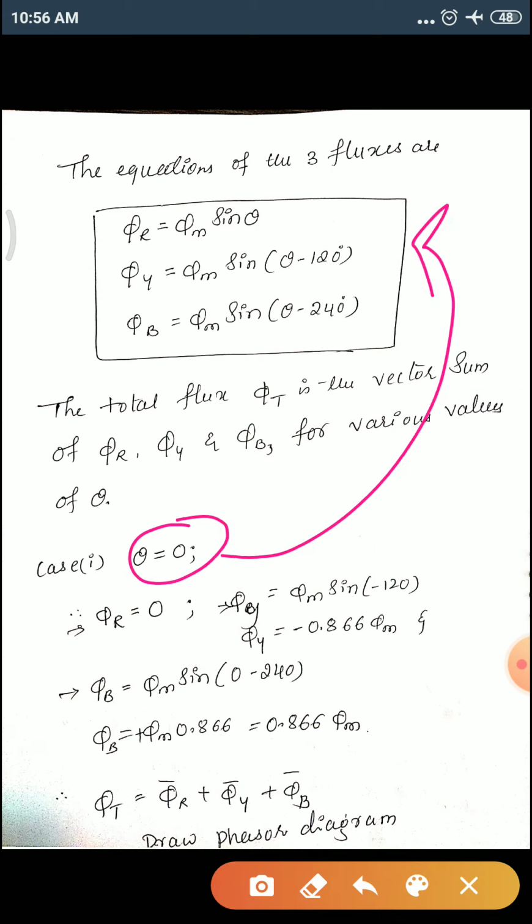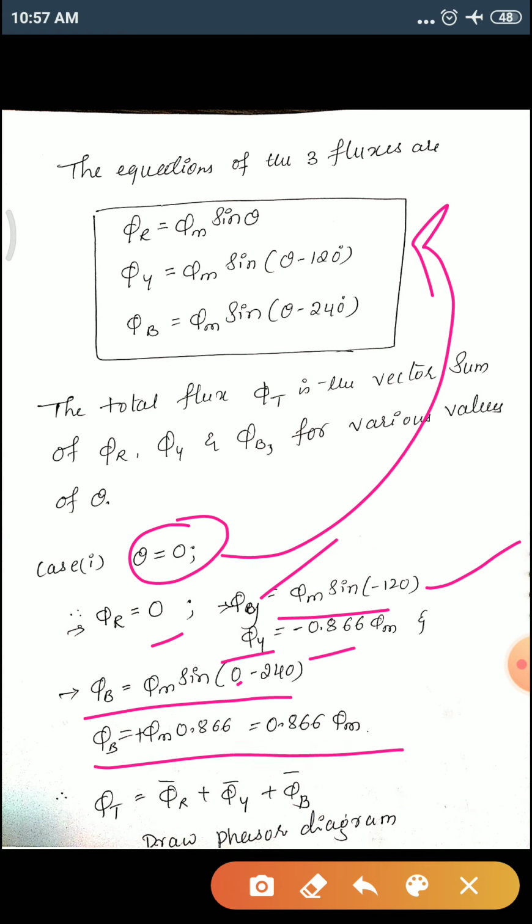When you put theta equal to 0 in all these equations, what happens here is phi r will be equal to 0, right? And what is phi y? Phi y will be equal to phi m sine of minus 120. If you simplify this, sine of minus 120 is minus 0.866, so phi y is minus 0.866 phi m. And phi b will be phi m sine of minus 240, so phi b is equal to 0.866 phi m. Therefore, we have got phi r, phi y, phi b when theta equals 0.